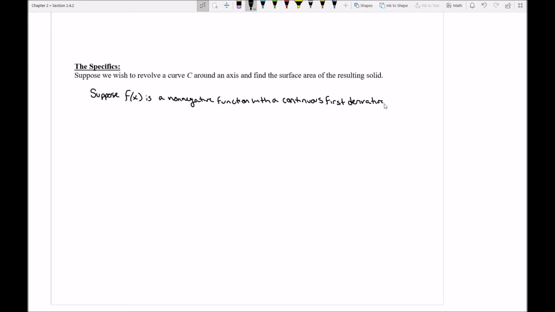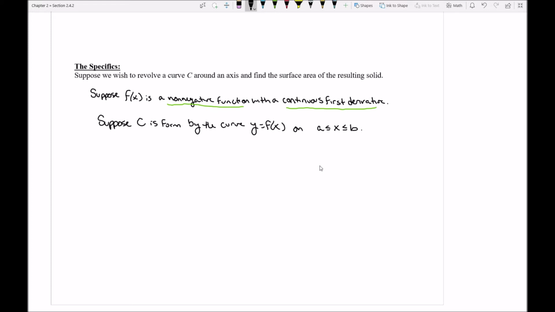So much like what we saw in the last section, I'm starting here with some really strange assumptions. f has got to be a non-negative function, and it's got to have a continuous first derivative. But why am I making these assumptions? Well, you'll see as we continue to move through this derivation why exactly these points become important. Now, we'll also start by saying that let's suppose C is formed by the curve y equals f of x on an interval from a to b.